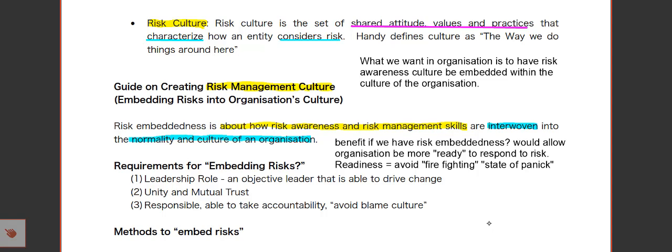So when we look at this risk culture, we will talk about risk embeddedness. The whole thing about risk embeddedness is how we want risk awareness and risk management skills to be interwoven into the culture of the organization. So we're talking about readiness. The most important thing in risk management is the mindset, the readiness, it's everything. Okay, so when you are ready, you avoid firefighting, you avoid the state of panic.